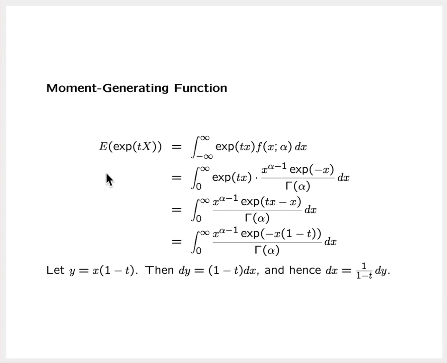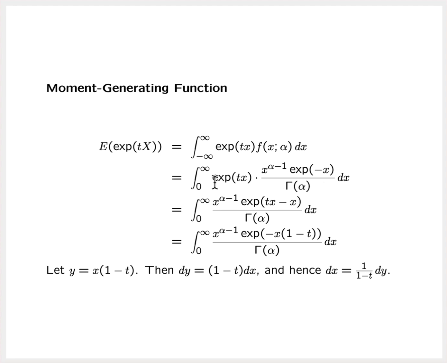By definition, the moment generating function, if it exists, is given by the expectation of the exponential function evaluated at tx, t times x. And so this would be the integral over the entire real line of the exponential function evaluated at t times x times the PDF of the distribution of x. And so that simplifies to the integral over the positive part of the real line of e to the tx times x raised to the alpha minus 1 power times e to the negative x all over the gamma function evaluated at alpha.